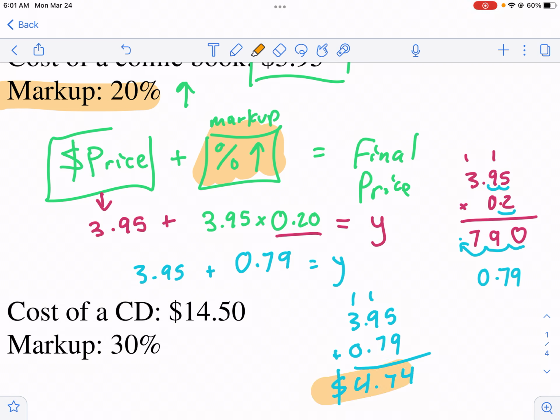Let me show you one more problem, and then I'm going to show you the shortcut to it. And I'm also going to grab a calculator. Give me about 3 seconds.